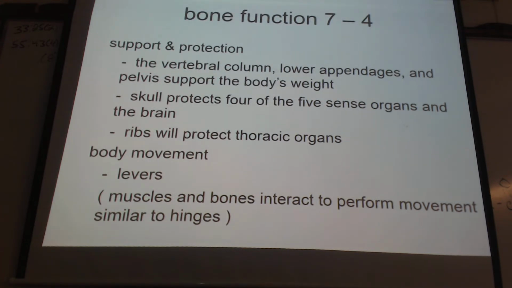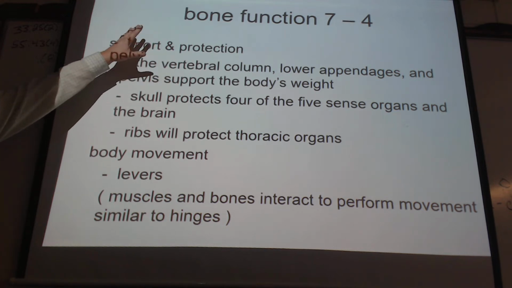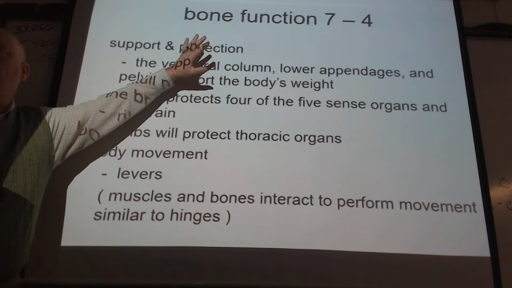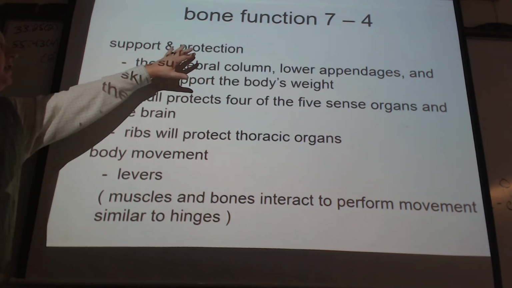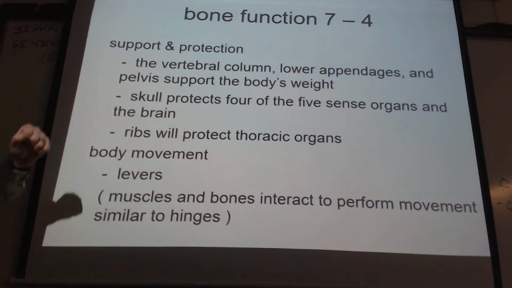So, bone functions, we've said these verbally but haven't written them down. These go hand in hand, because your cranium protects your brain, and the rib cage protects your heart and lungs. These bones also have muscle attachments to give you support, and not only support, but also movement.